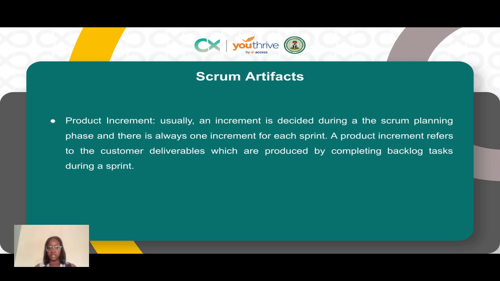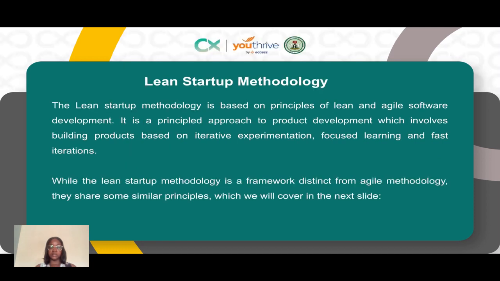Product increments usually are decided during a Scrum team planning session, and there's always one increment for each sprint. So, a product increment refers to the customer deliverables which are produced by completing backlog tasks during a sprint. Now, lean startup methodology. Lean startup methodology is a bit different from agile methodology. However, they have similarities. Lean startup methodology is based on principles of lean and agile software development, and it is a principled approach to product development which involves building products based on iterative experimentation, focused learning, and fast iterations.